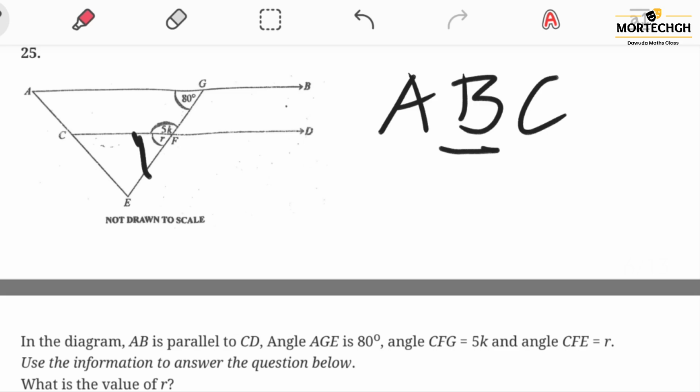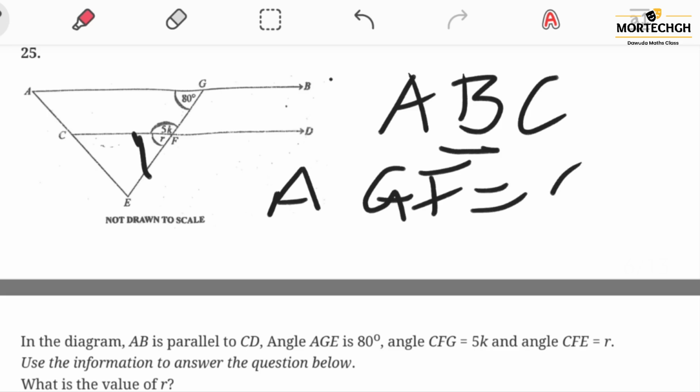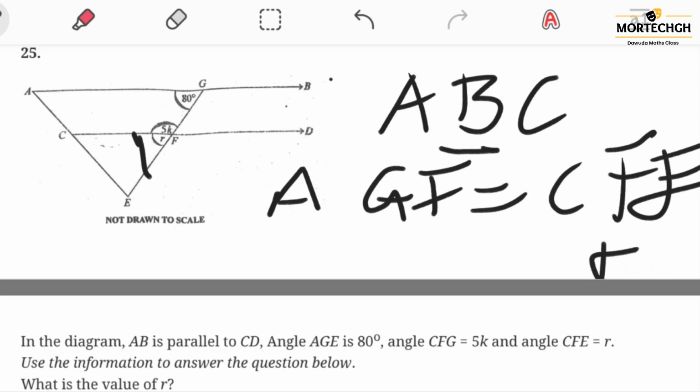And then by going back to plane geometry, we have alternating angles. Since line AB and line CD are parallel lines, they do not meet. Angle AGF will be equal to angle CFE, and angle CFE is equal to R. The angle there, R, is equal to 80 degrees, and angle AGF is also 80 degrees. So R is equal to 80.